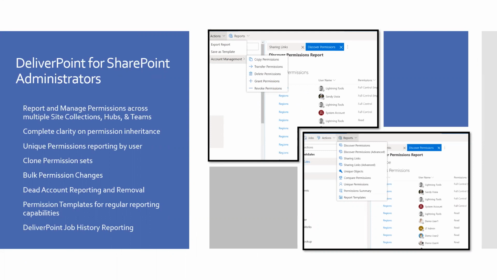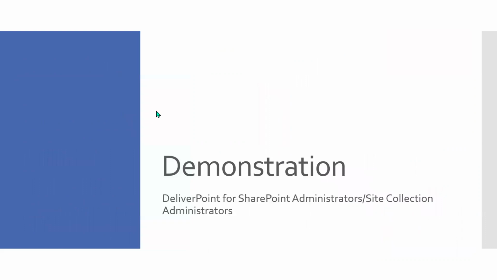So some of it is the same. You can run Discover Permissions on larger scopes. You can do advanced permission reporting. We can look at dead accounts, unlicensed users, those things that I mentioned. We can also make bulk permission changes, so not just transferring permissions inside a site, but maybe across entire site collections. We can also, as I mentioned, create templates for our site owners to run to make things even easier for them.